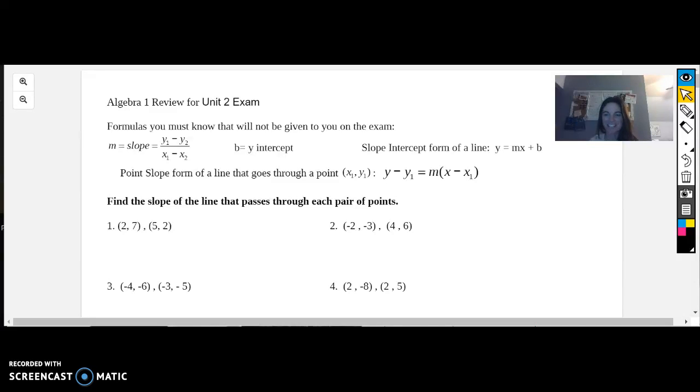Hi, math students. I can see that we are approaching the end of Unit 2, which means that you are about a third of the way through this course, which is very exciting.